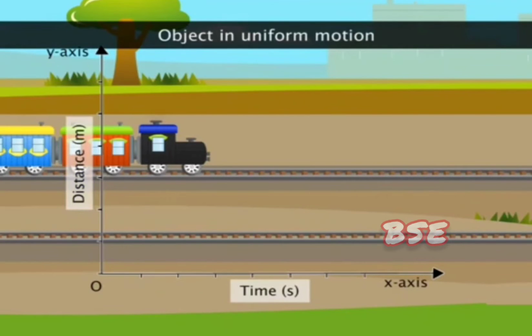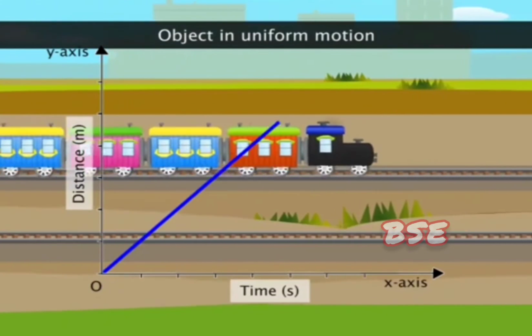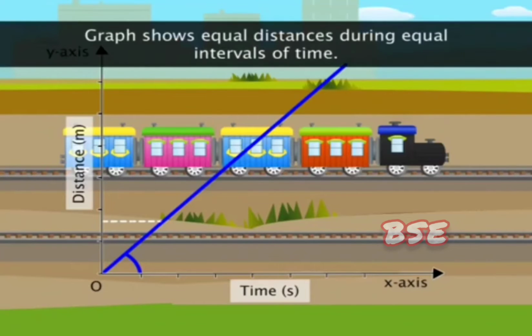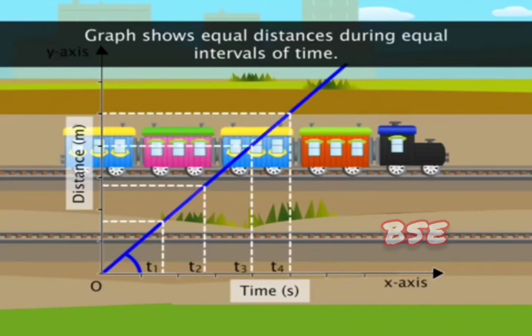For an object in uniform motion, the graph will be a straight line at an angle with the x-axis. Such a graph shows that the object covers equal distances during equal intervals of time.